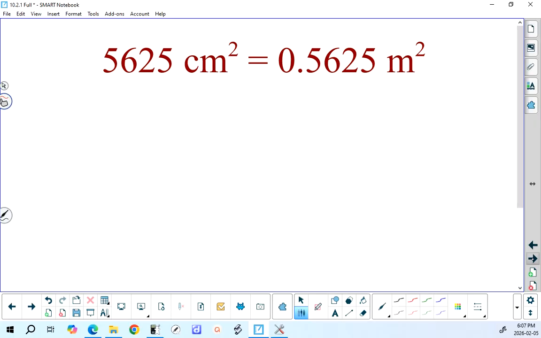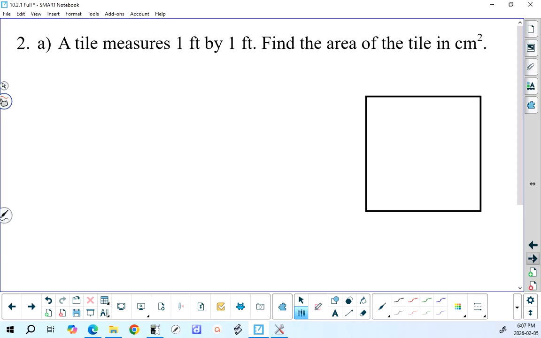Let's take a look at the next example. A tile measures 1 foot by 1 foot. What is the area of the tile in square centimeters? So we're going to have to go to our formula sheet. If we want the area, which is length times width, in square centimeters, then we need to take this 1 foot and convert it to centimeters, and this 1 foot and convert it to centimeters.